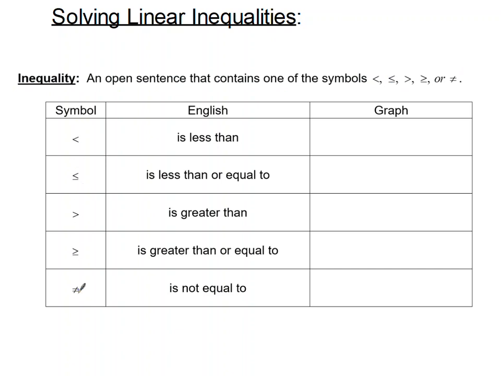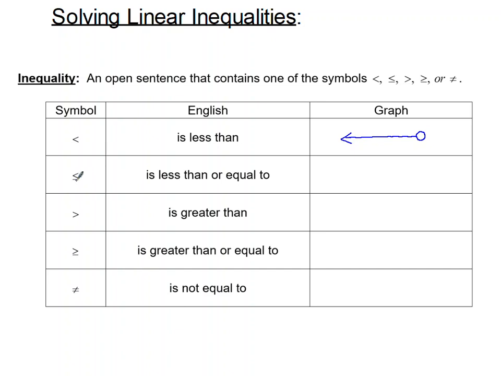Let's explore these symbols. This first symbol means is less than. Since our number line goes left and right, when we're graphing things that are less than, we would be shading and graphing to the left. We are just less than though, so we don't get to include this first point. We'll use an open circle to say that we're not including it.